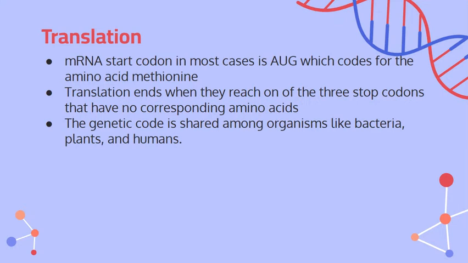The mRNA start codon, in most cases, is AUG, which codes for methionine. And then translation ends when it reaches a stop codon, and the stop codon has no corresponding amino acid. The genetic code is shared among all organisms, so the amino acids are the same in bacteria, plants, and humans.